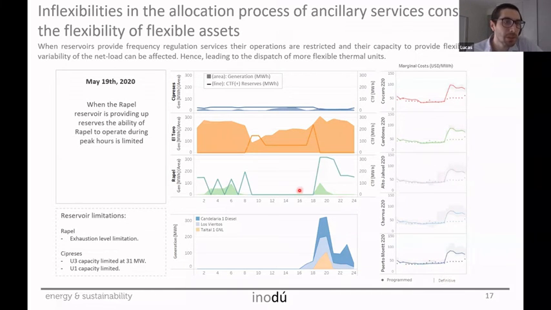If we go back to the figure of Rapel, the reservoir which was adjudicated with tertiary frequency control, we can see that this unit could not provide enough generation during the run because it needed to hold the allocated reserves. Instead, the diesel units in the fourth row had to ramp up to provide the demand and at a higher cost.